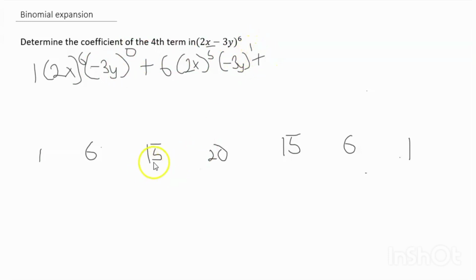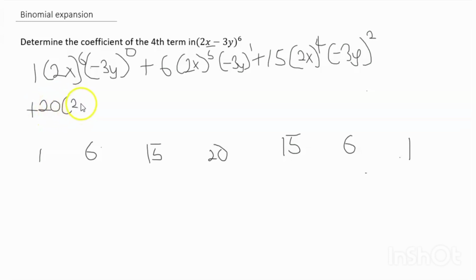Then we go to the next coefficient, which is 15. So that will be 2x to the power of 4 this time, and minus 3y to the power of 2. Okay, then we go to the next, which is 20. 2x to the power of 4 would go to 3. Minus 3y would go to 3 as well.